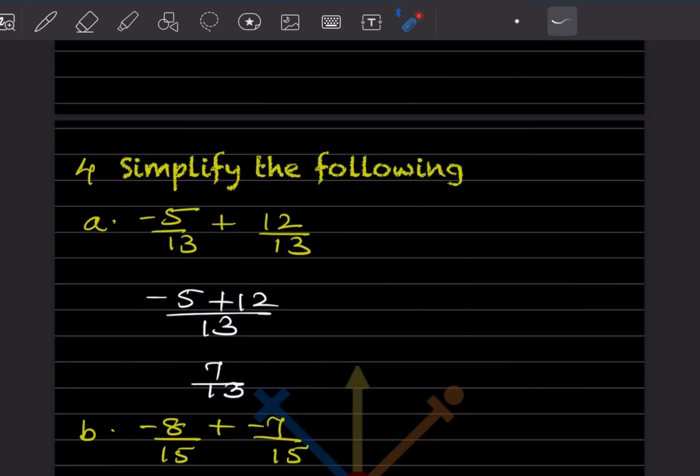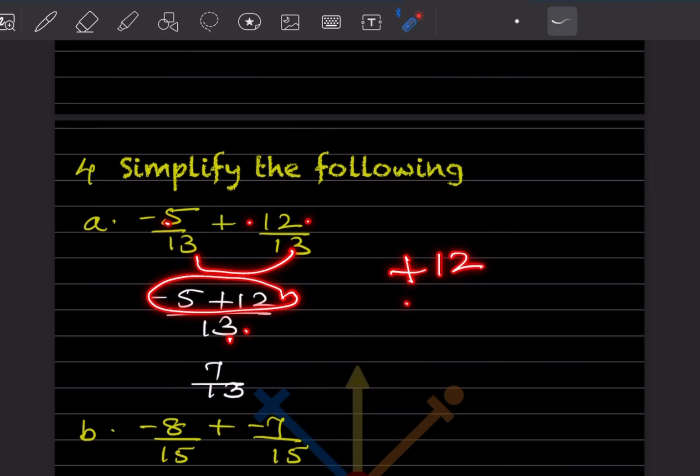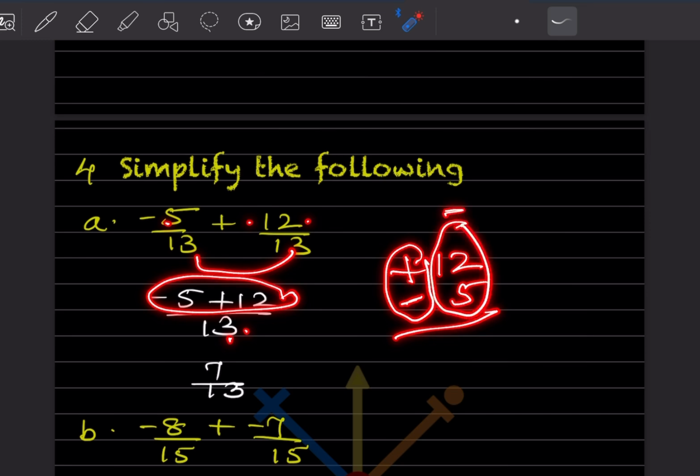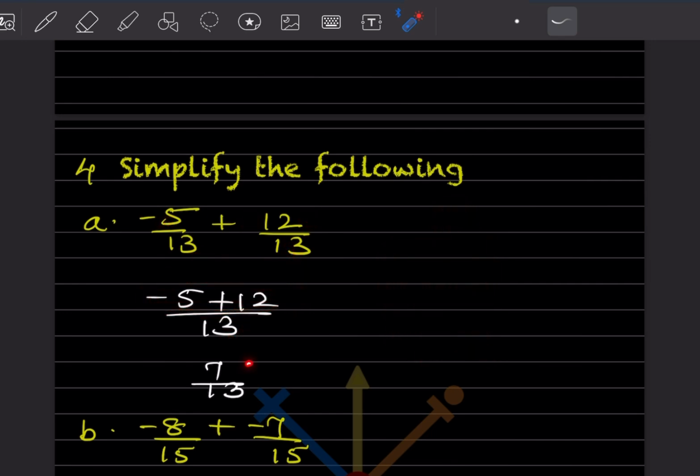Now we'll go for the next question that says simplify the following. This is addition, and you can see the denominator is the same, 13 and 13. So you can write here minus 5 plus 12 directly, and you will write the denominator only once. So plus 12 minus 5, whatever the bigger number, you will write at the top. Whenever there is one plus and one minus, this is going to be minus here. So this is going to be 7, and the bigger number's sign, so it is going to be plus 7. So this is going to be 7 by 13.